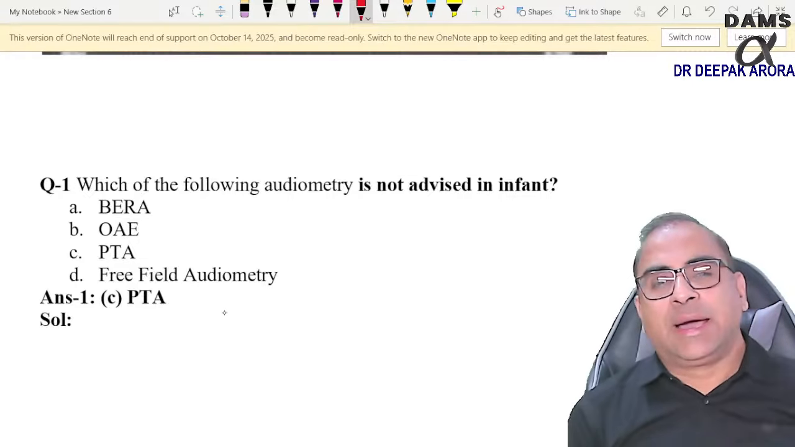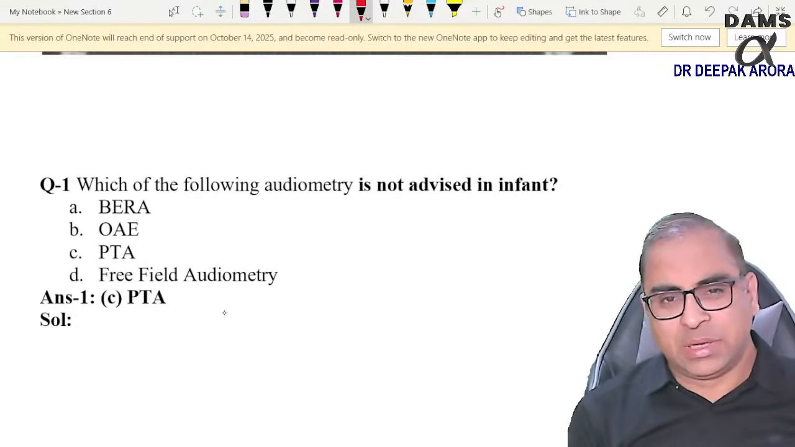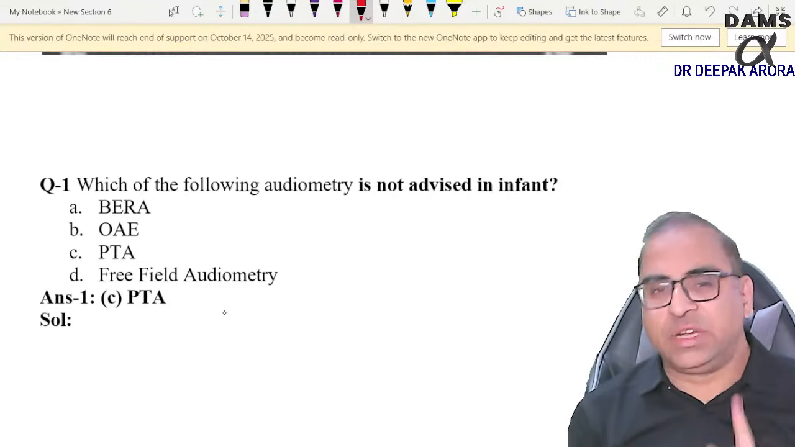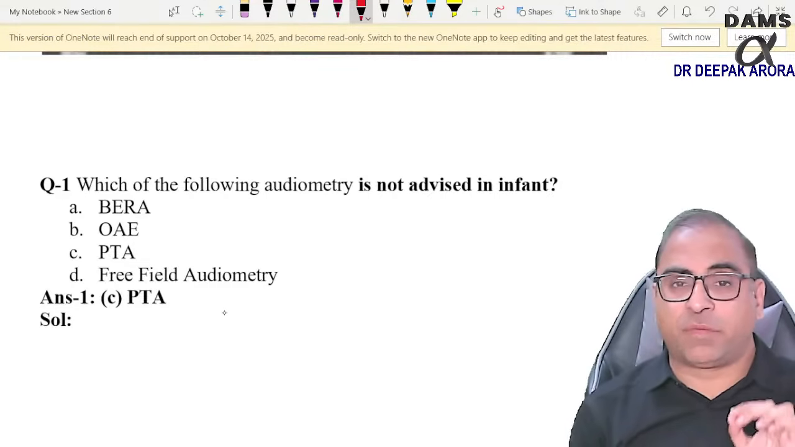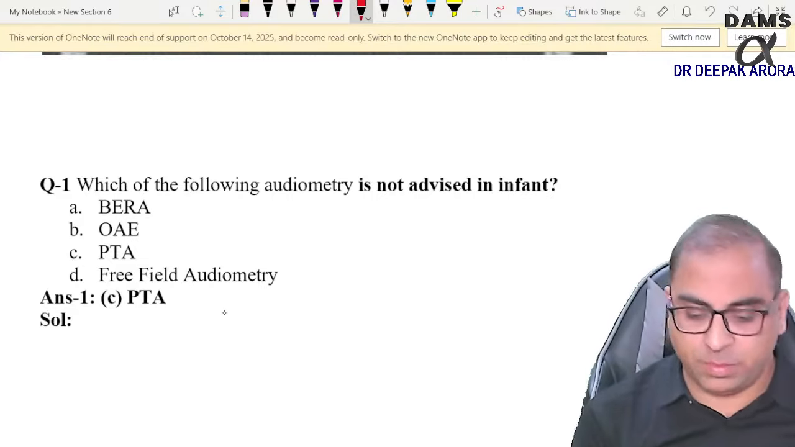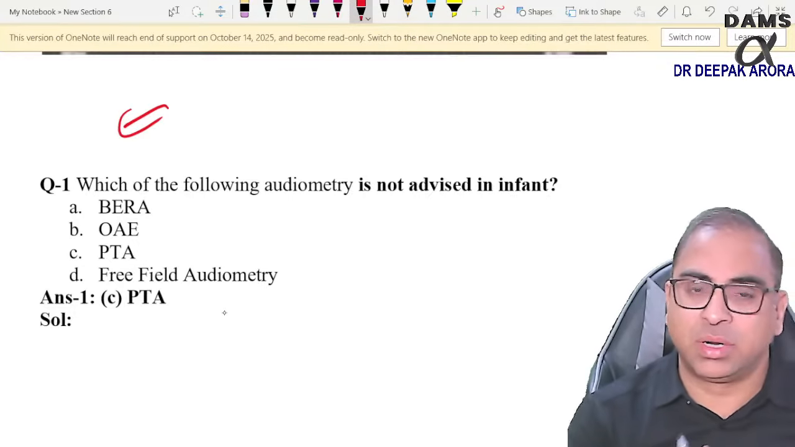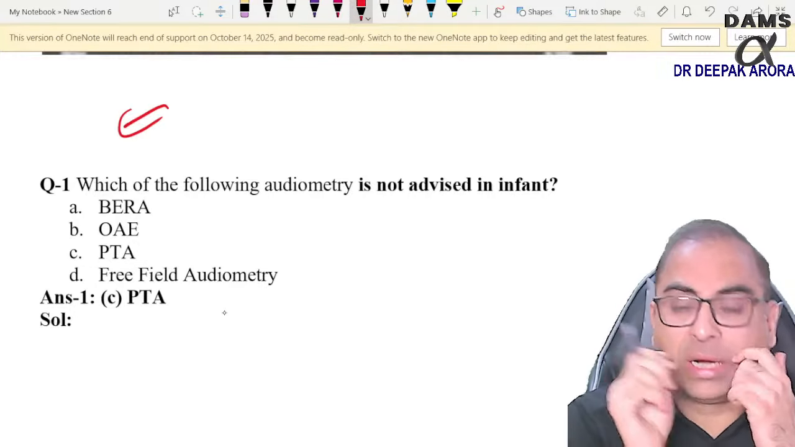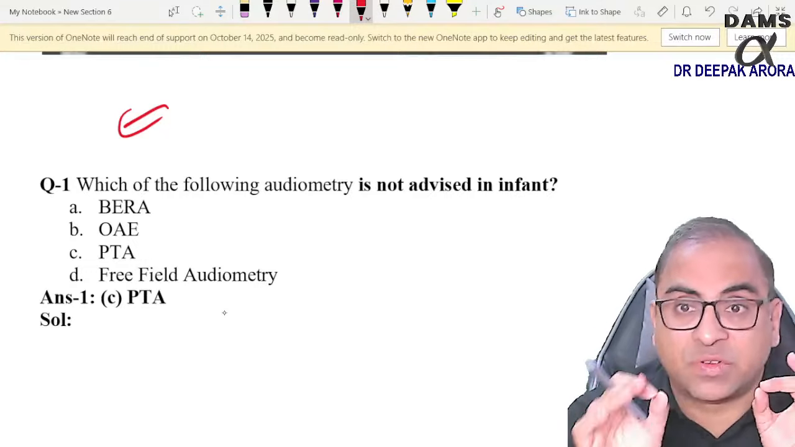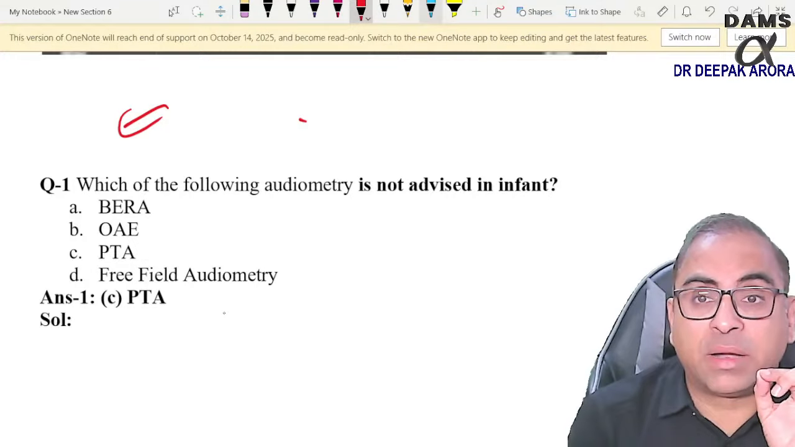Now see, beta, the INICET exam is over. Now our target should be the next NEET. Even if we couldn't perform well in this examination, no worries, beta. That is the past, gone. Now we should plan for the upcoming NEET examination. And just remember, do mastery of audiometry.